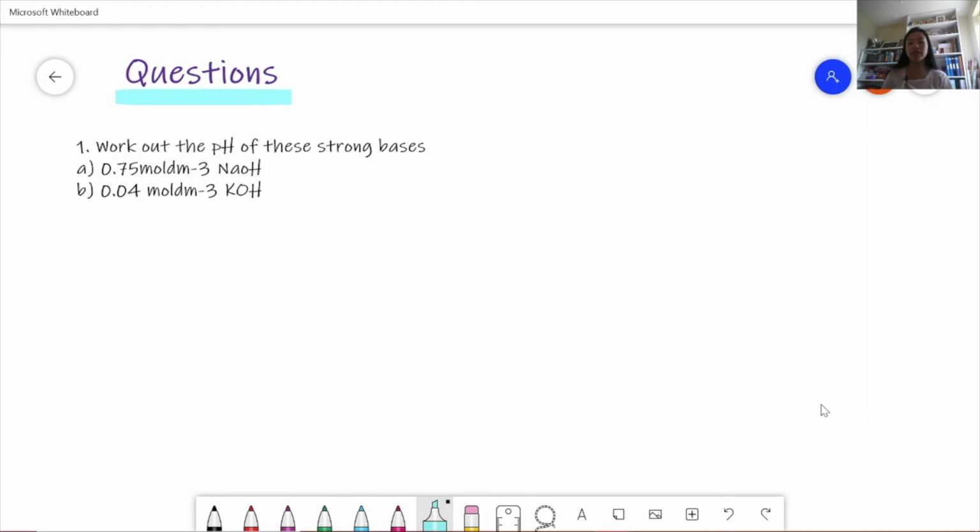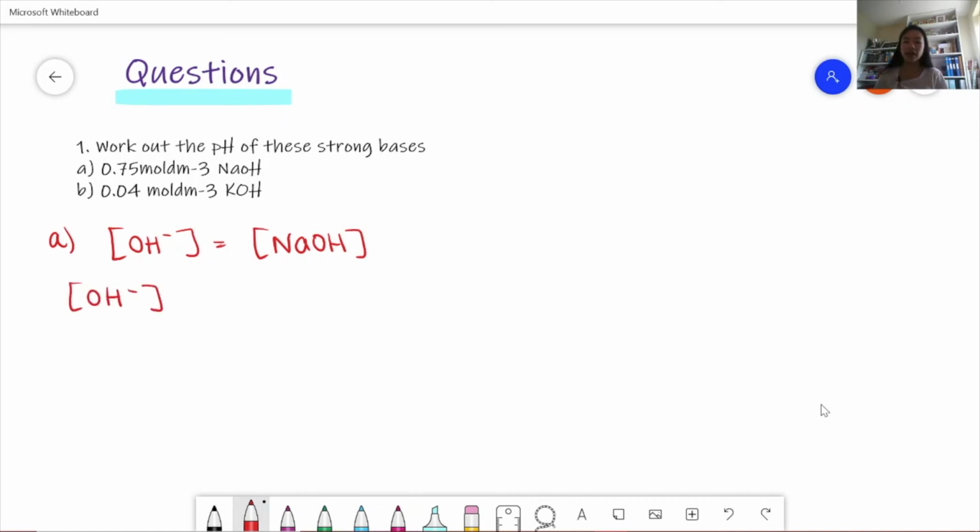For A, we have 0.75 moles per decimeter cubed of sodium hydroxide. What we know is that the concentration of OH- is equal to the concentration of NaOH, because 1 sodium hydroxide provides 1 OH- ion. So we know that the concentration of OH- is equal to 0.75 moles per decimeter cubed.